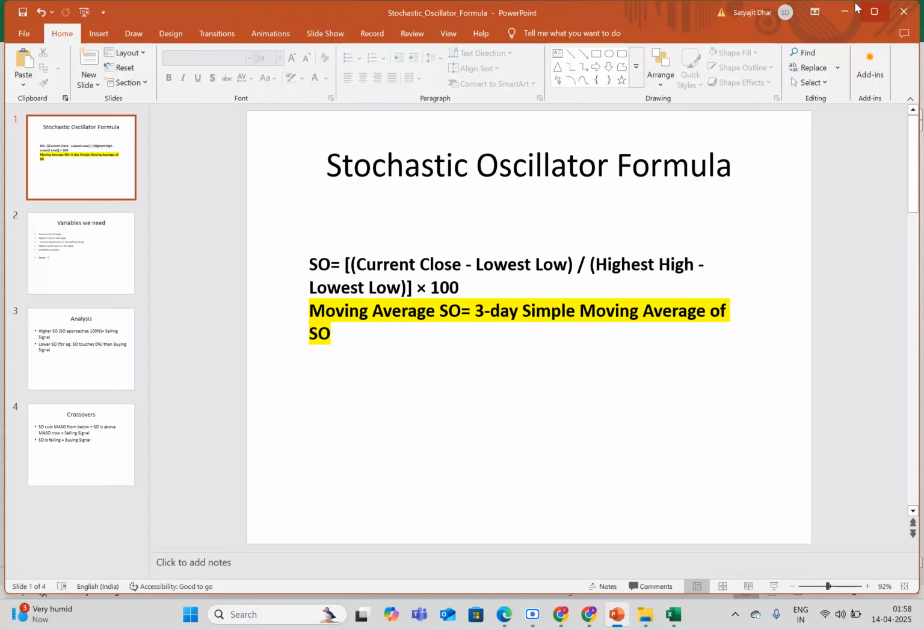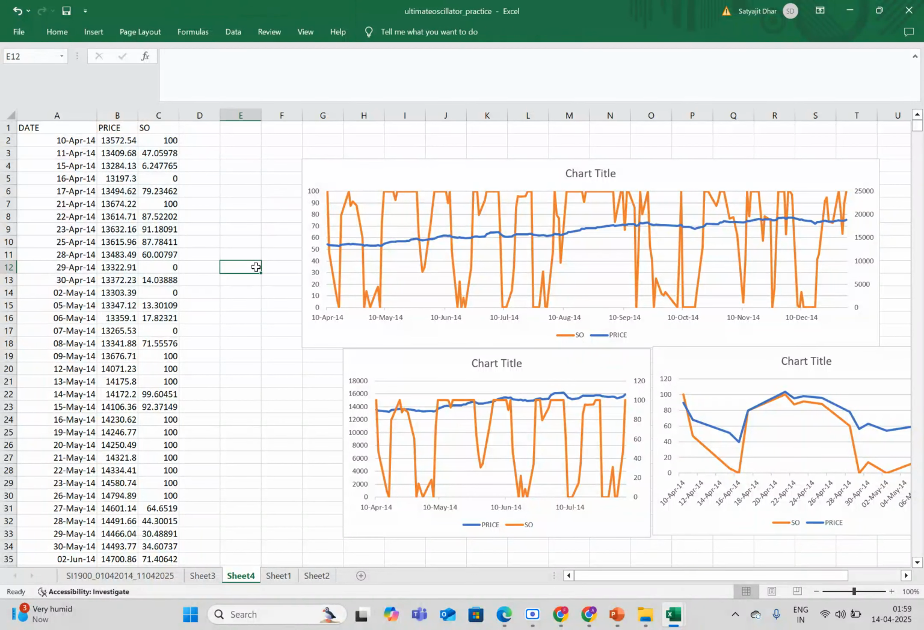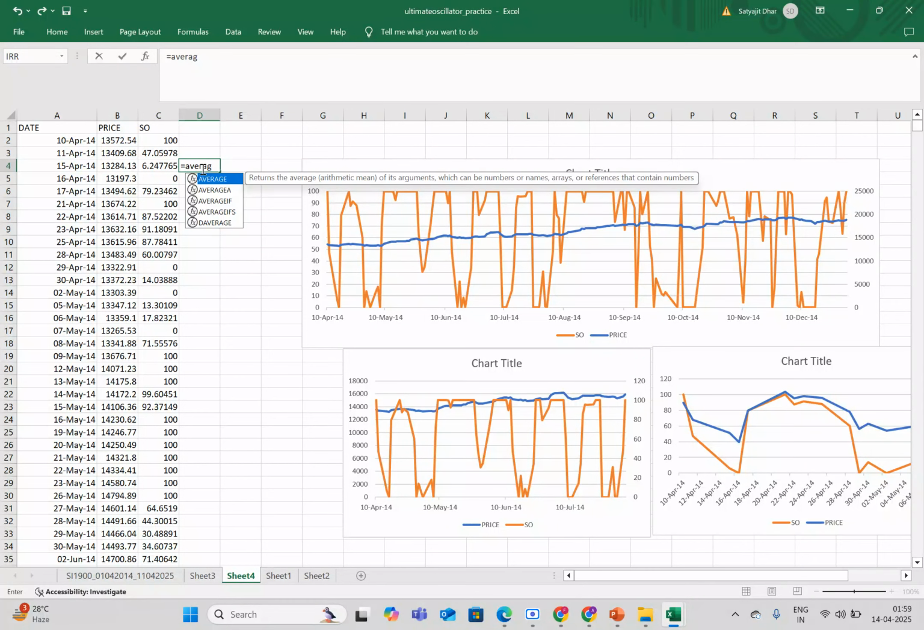So we will take a 3 day simple moving average. What we will do is come here, type equals, and then write average, simply, and then take it for the 3 periods. Just that, very simple. Please look at the formula and take your time to look at how we are constructing it.